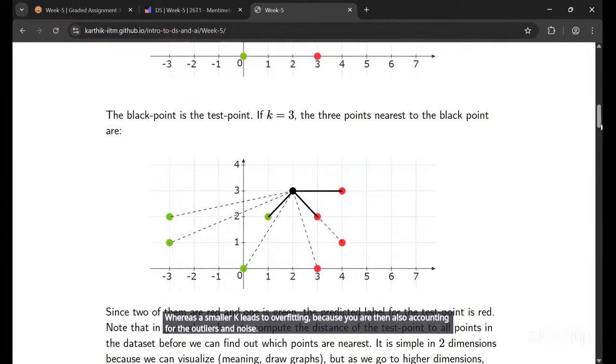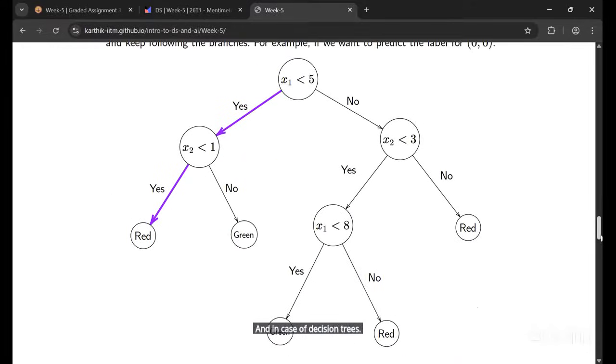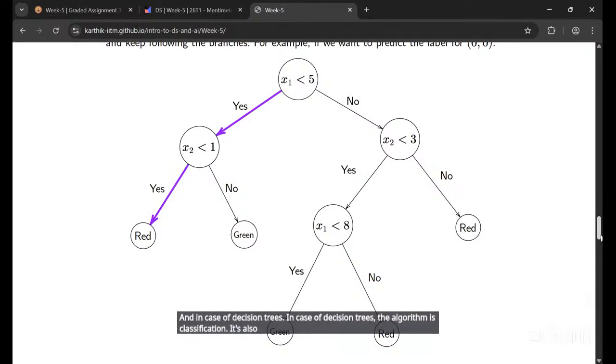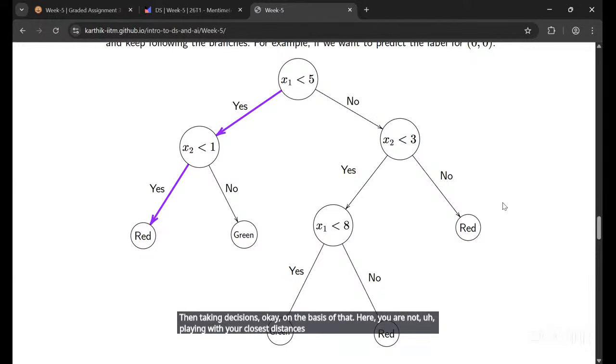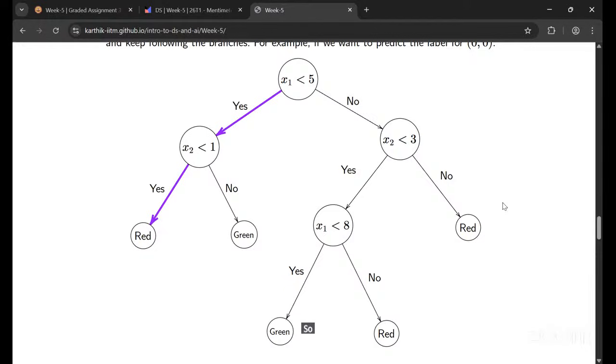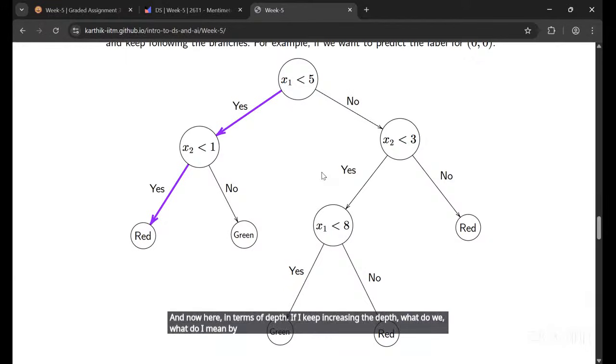And in case of decision trees, the algorithm is classification. It's also classifying like KNN, but the architecture is very different. Here you have nodes, you're asking questions, then taking decisions on the basis of that. Here you are not playing with your closest distances and all that KNN stuff. So here you have to think logically in terms of how the trees are going to work. Now in terms of depth, if I keep increasing the depth, what do I mean by increasing the depth? It just means that I'm asking a lot of questions.